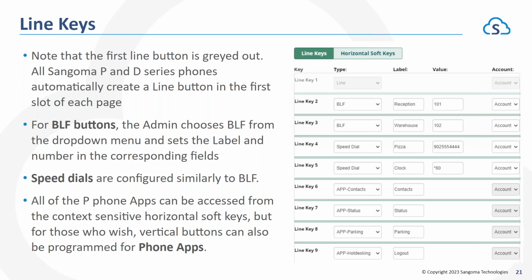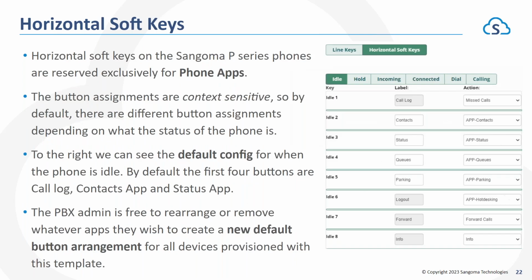There are also options to add different phone apps. So if you want to add a phone app to one of the vertical buttons, you don't need to, because all apps are accessible from one of the horizontal soft keys. But if you want it on one of the vertical buttons, that is an option as well. You can just select it from the drop-down menu and add a label. On the horizontal soft keys, they are reserved exclusively for phone apps.